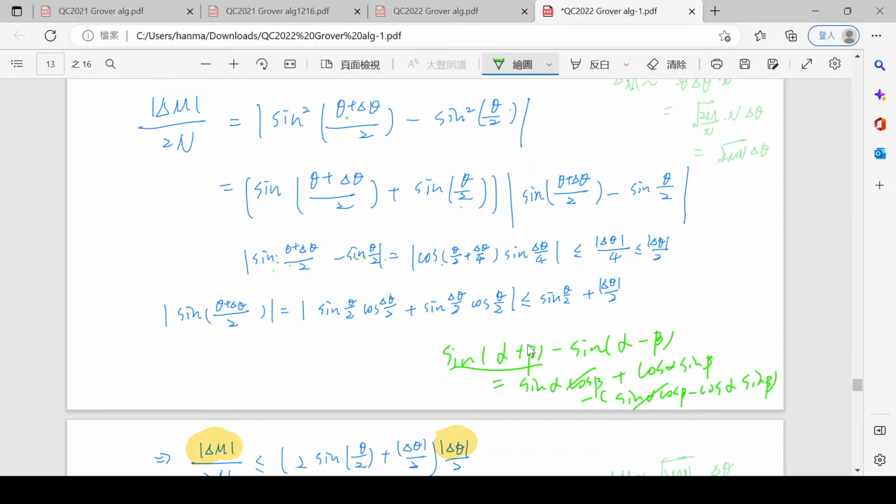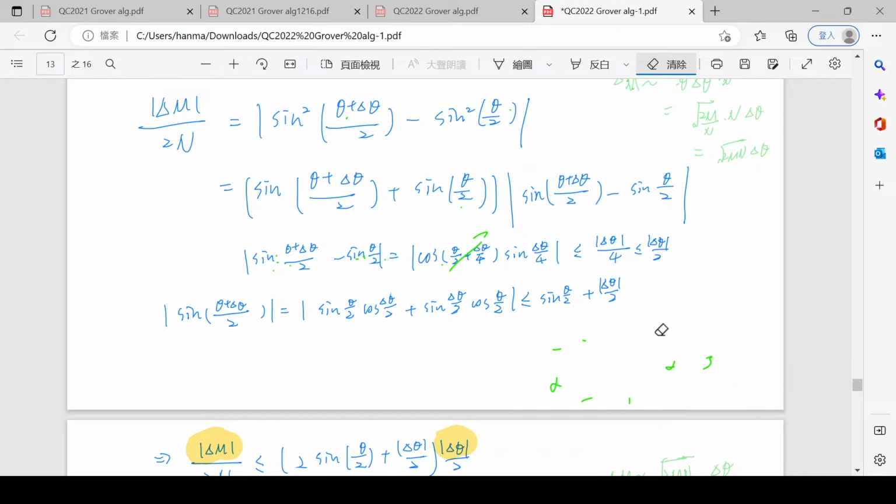And now you bound these to something much easier. Then you just get rid of this cosine, it's less than 1. And you say sine x is less than x. So this is just less than delta theta over 4. And we are actually doing this bound very carelessly, and we say it's even less than delta theta over 2. Okay? We're actually not doing this bound too tight.